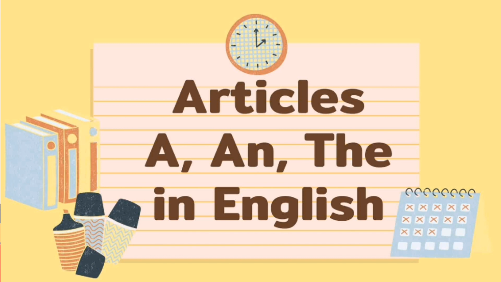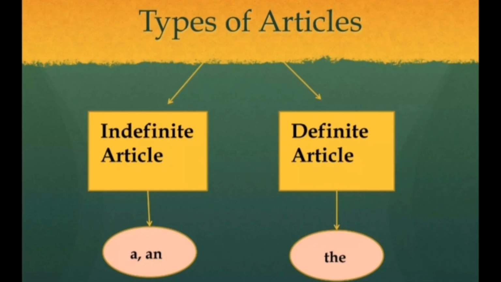In this video, you are going to learn articles a, an, and the. In English, the articles a, an, and the are used to indicate whether a noun is specific or unspecific. They are divided into two categories, indefinite articles and definite articles. A and an are known as indefinite articles and the is known as the definite article. Now I will explain to you when to use these articles.